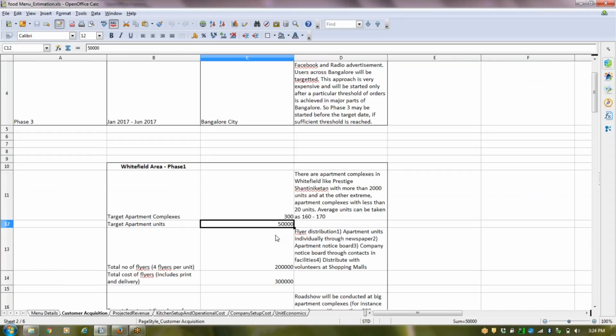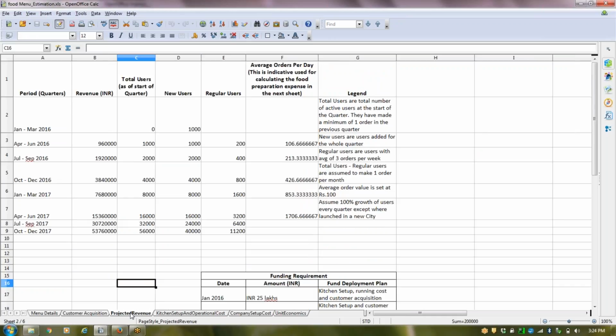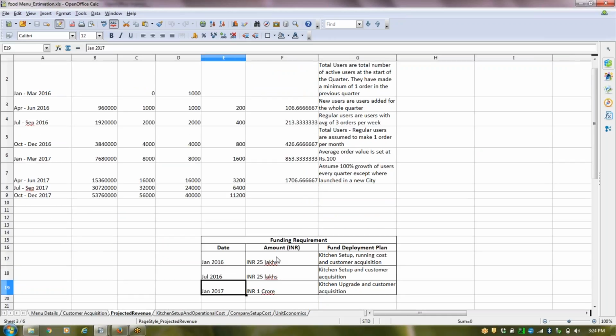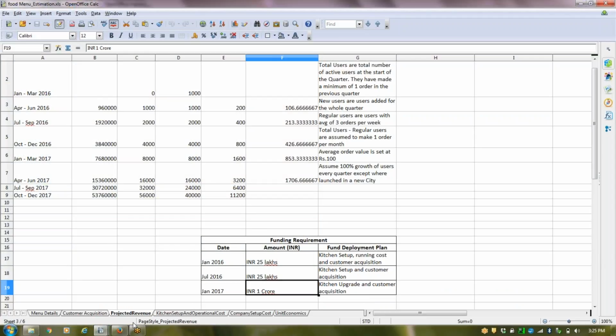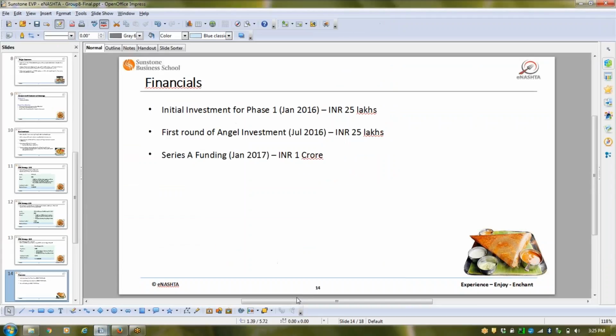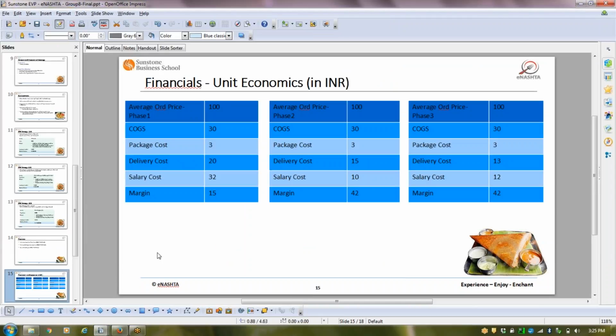Yeah, so in the customer acquisition cost, you would see all these numbers for customer acquisition and projected revenue. Based on that, they have come up with the initial requirement, 25 lakhs first, then again 25 lakhs, and finally 1 crore. And they have put the reasons also why they need this money. Okay, so the key things are unit economics and go-to-market strategy.